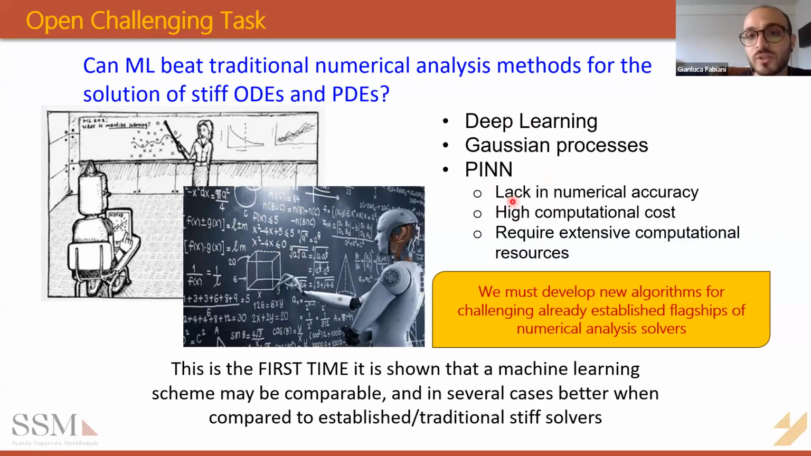Another problem with these techniques is that we usually compare them among themselves, but what we have to compare them with are well-established numerical solvers. And this is what I want to show here today: that for the first time, machine learning can be comparable, and in several cases can also be better than well-established traditional stiff solvers. Most importantly, also in terms of computational time.